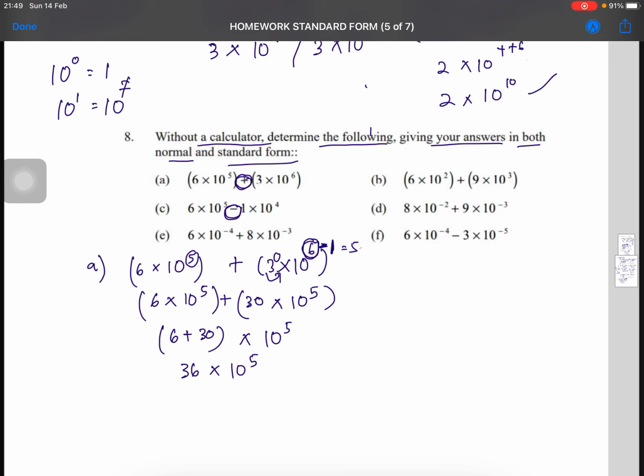Okay, is it in standard form? Not yet. So how to convert to standard form? We move the decimal 1 time to the left, so 3.6 times 10 to the power of 5 plus 1. Okay, we move to the left, that means we must add 1. We move to the right, we must minus how many times the decimal moves. Okay, the answer here is 3.6 times 10 to the power of 6.